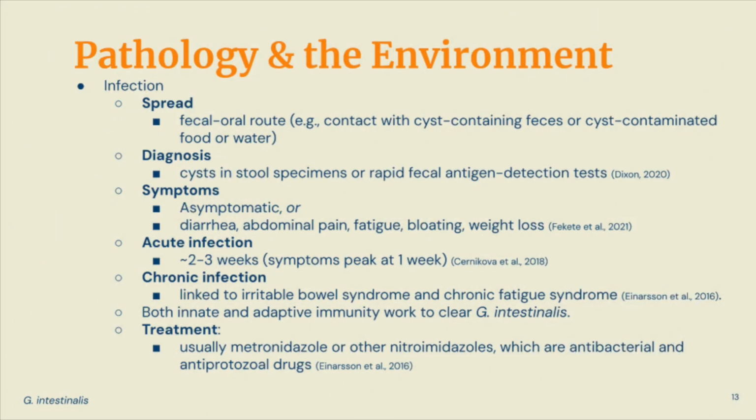Finally, pathology. Infections are spread via the fecal-oral route, such as contact with cyst-containing feces or cyst-contaminated food and water. Diagnosis can be made by stool specimens or rapid fecal antigen detection tests. The infection can be asymptomatic, or it can include symptoms such as diarrhea, abdominal pain, fatigue, bloating, and weight loss. Acute infection usually lasts 2 to 3 weeks, and chronic infection has been linked to irritable bowel syndrome and chronic fatigue syndrome.